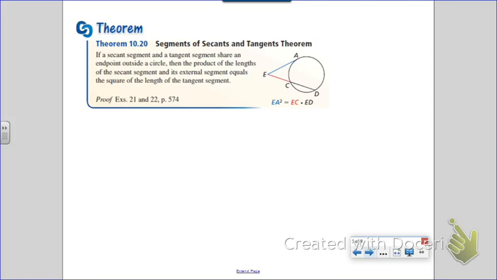If a secant segment and a tangent segment share an endpoint outside of a circle, the product of the lengths of the secant and its external segment equals the square of the length of the tangent segment.